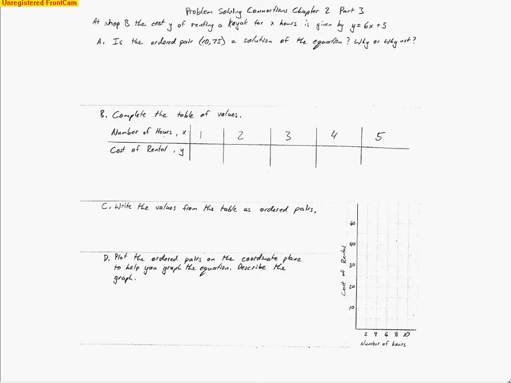This is the tutorial for Problem Solving Connections Chapter 2 Part 3. And so again, this is the problem in which we are looking at three different kayak companies, and this is Company B, and these are their costs.